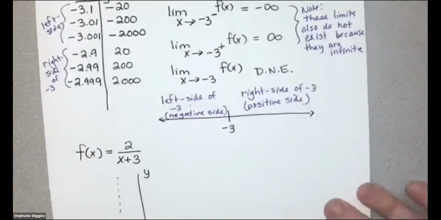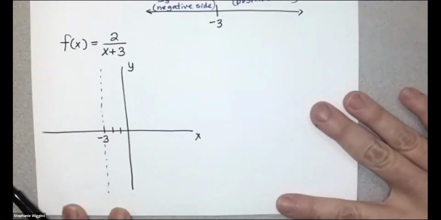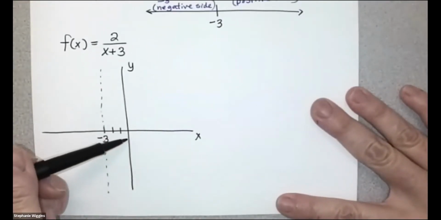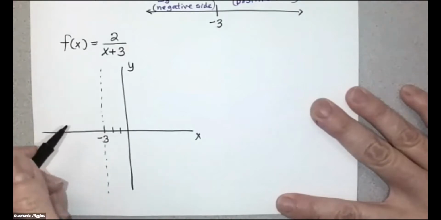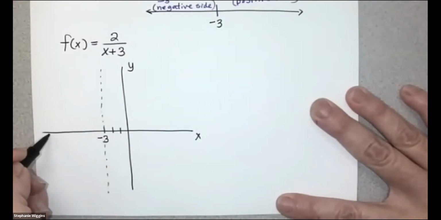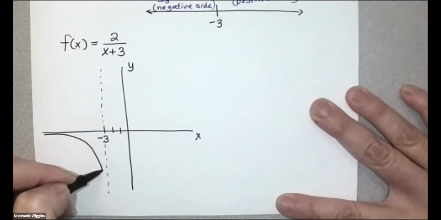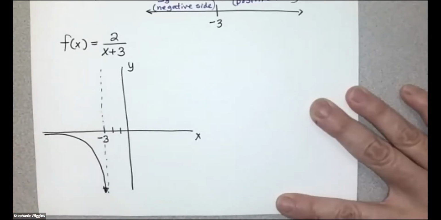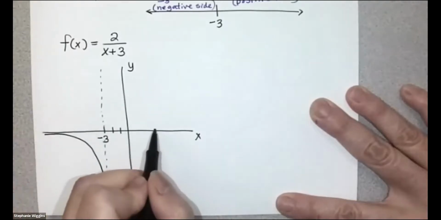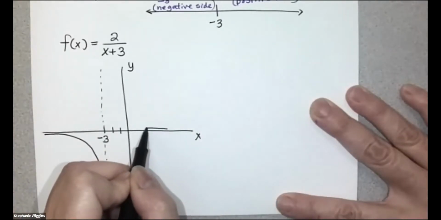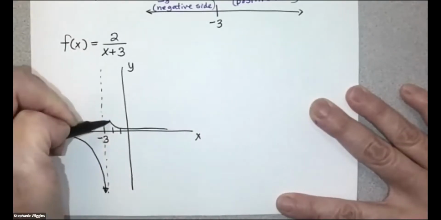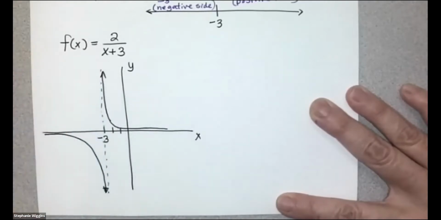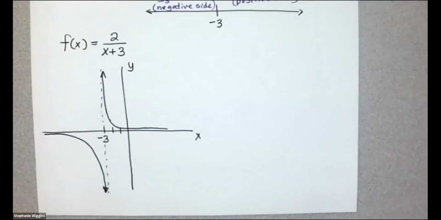Okay, so on my graph, remember, function values are y values. So it's the y values that are going down. As we get closer and closer to -3, our y values are going down like that. And similarly, on the right-hand side, as we get closer and closer to -3, our function values go off to +infinity. This is called a hyperbola.